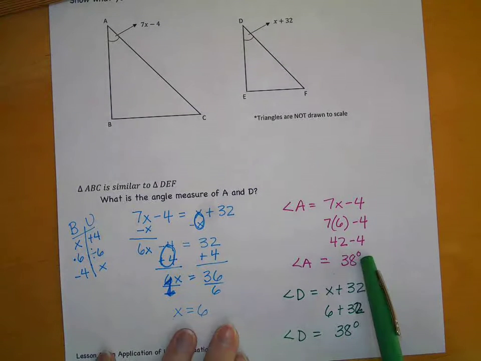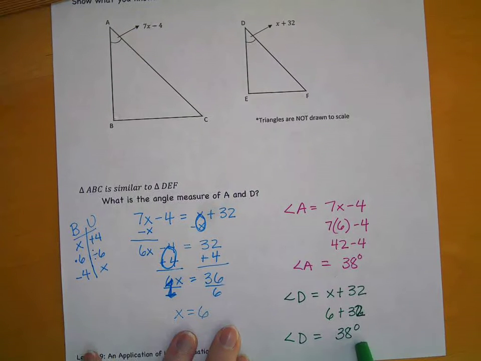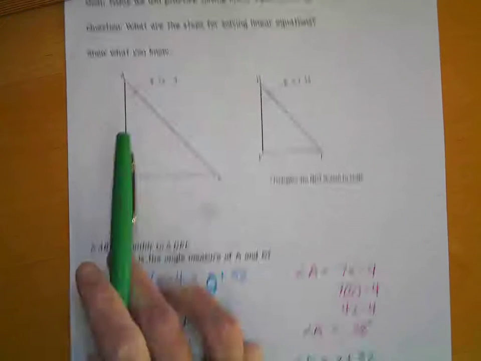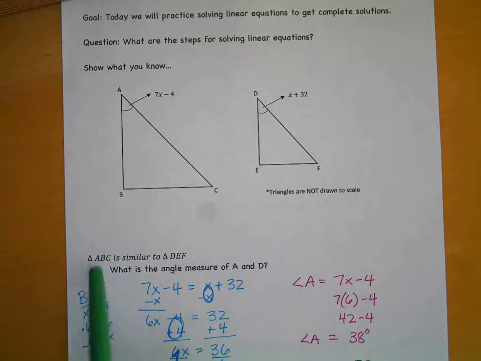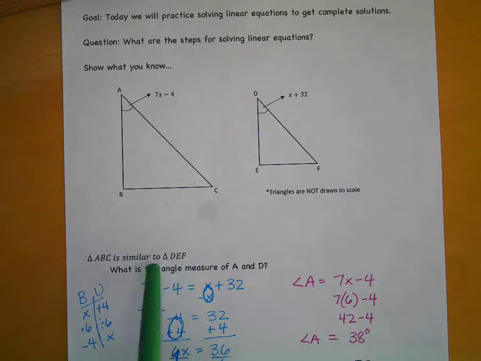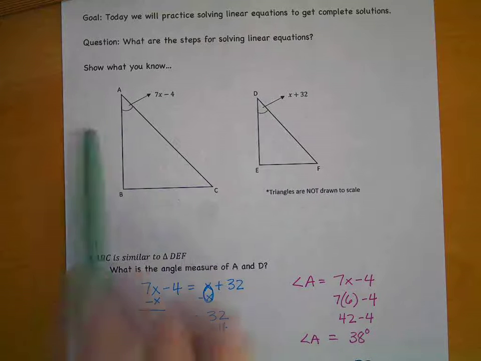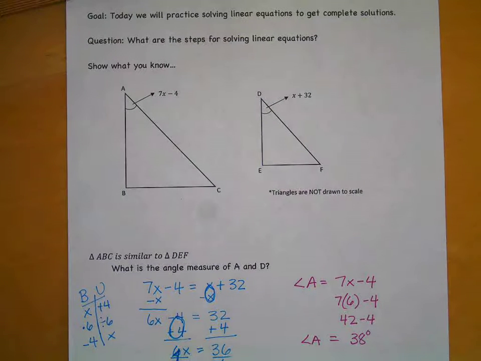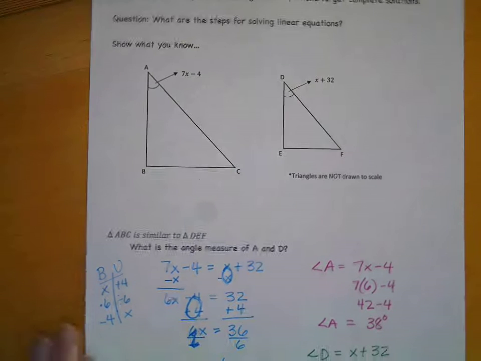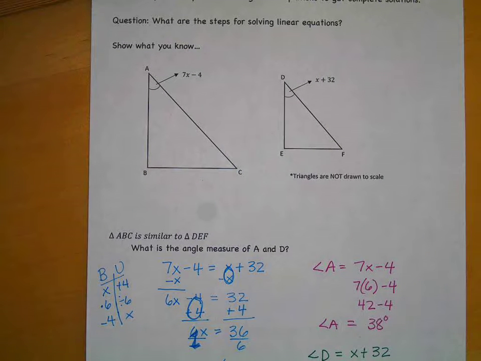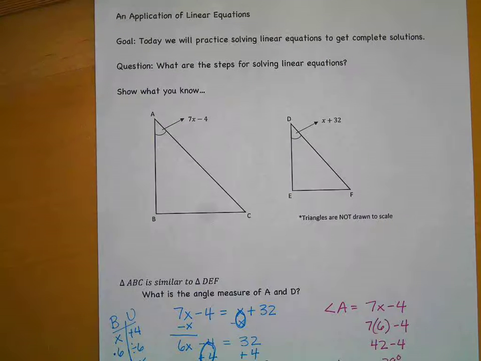And what you will notice is that angle A is 38 degrees, angle D is 38 degrees. That proves what we said up here, that triangle ABC is similar to triangle DEF, that these are the exact same size, which is what we started out with in order to solve for x. Okay? So this is the kind of stuff that you're going to be doing when you're trying to get complete solutions. All right, you're taking the information that you are slowly learning about similar triangles, about regular linear equations.